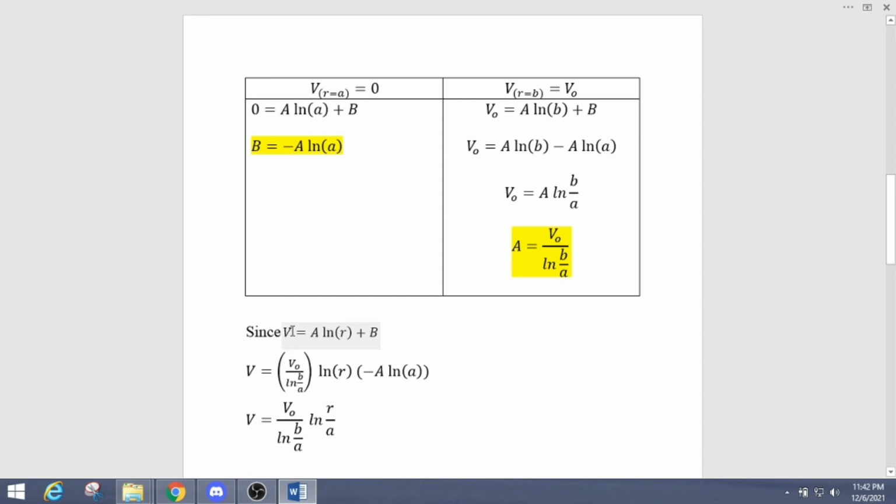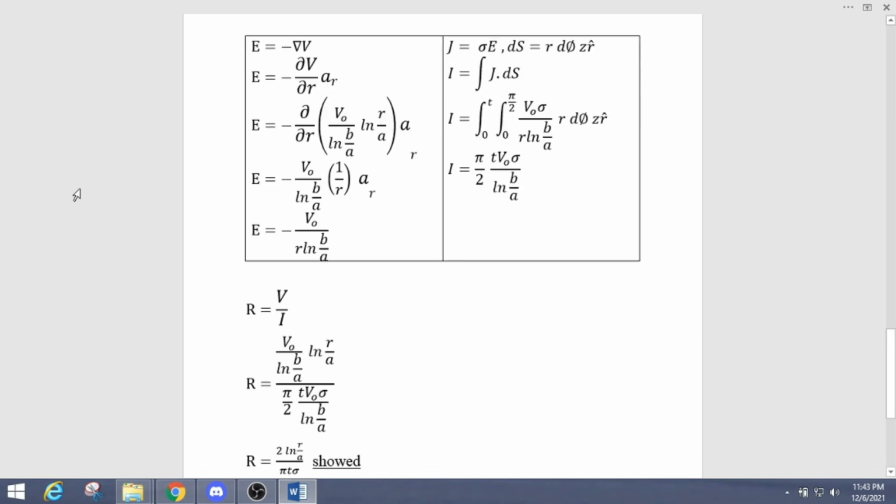Since V equals A ln r plus B, we substitute A and B into the equation. So we get V equals V naught over ln b over a, times ln r over a. After we get V, we need to find the E, which is the electric field. Because if we need to find the current, we need to find E first. So E is equal to negative dV over dr in the r direction.